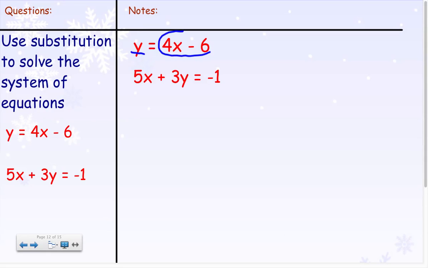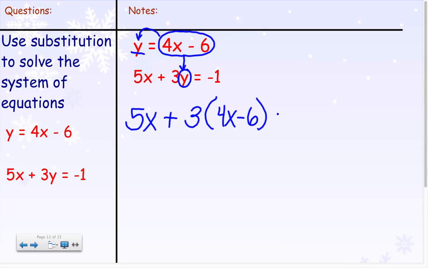All right, on this example, the variable all by itself on one side is this y. So I'm going to circle the 4x minus 6. Since it's y equals, I'm going to plug it into y. So I'm going to write my bottom equation, but I'm going to replace y with 4x minus 6. So I have 5x plus 3, and then instead of y, I'm writing 4x minus 6 equals negative 1.